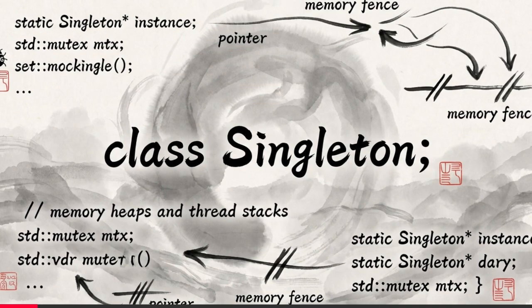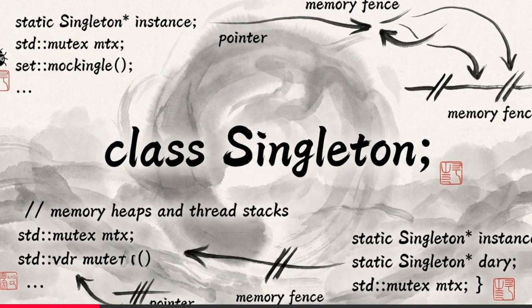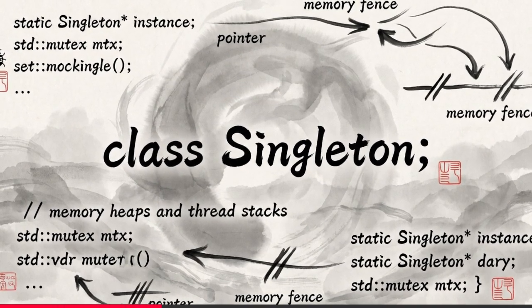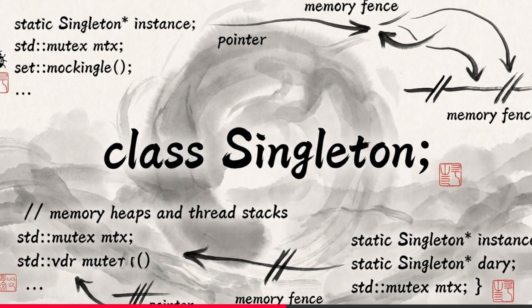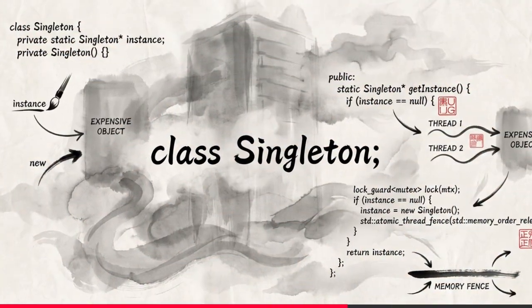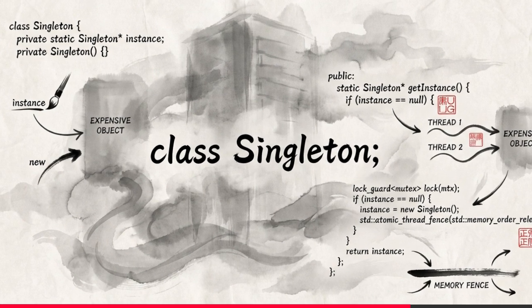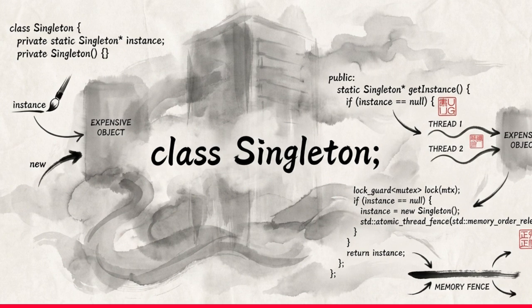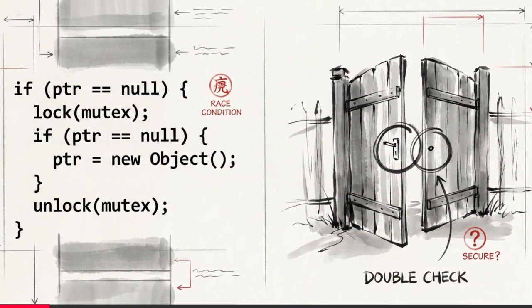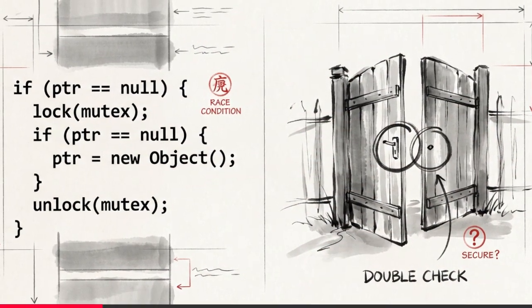Let's jump right into one of the biggest concurrency traps in C++ history. Lazy initialization for a singleton. Yes, the classic. You have an expensive object, you don't want to create it until you absolutely have to. But doing that across multiple threads is where it all falls apart. Which brings us to the infamous double-checked locking pattern, or DCLP.